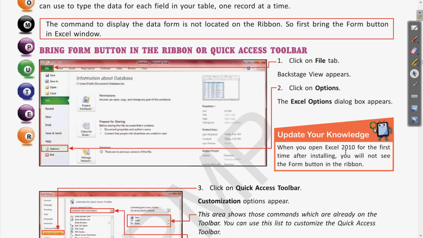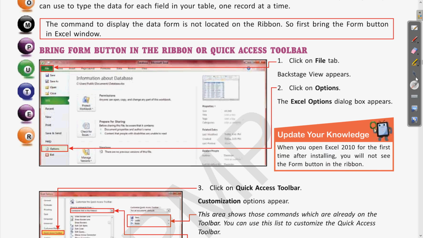So read this, update your knowledge. When you open Excel 2010 for the first time after installing, you will not see the form button in the ribbon. Clear? So this is what we were talking about, that by default this form button will not be enabled in your Excel software. So we have to get it enabled first.